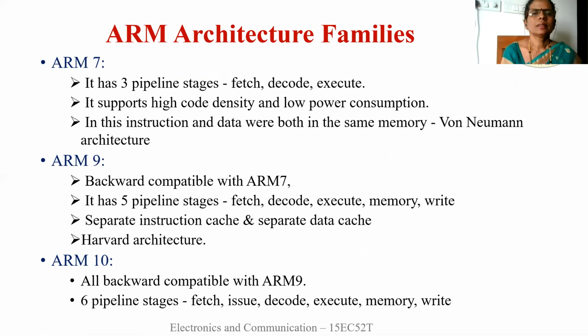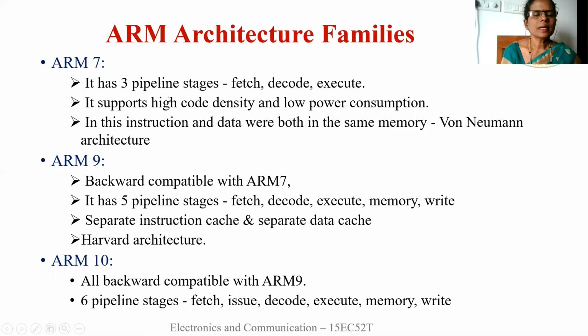ARM has different families: ARM7, ARM9, ARM10. See the features of ARM7 here. It has three pipeline stages. What is pipelining? The process of fetching the next instruction while the current instruction is being executed is called pipelining. When the first instruction is fetched, in the next clock cycle the first instruction is decoded and the second instruction is fetched. In the third clock cycle, the first instruction is executed, the second is decoded, and the third is fetched. All these take place simultaneously, and this is called pipelining.